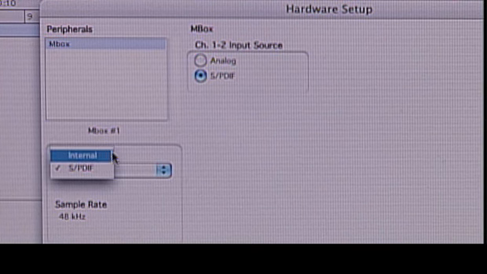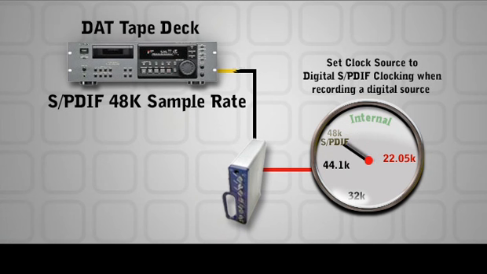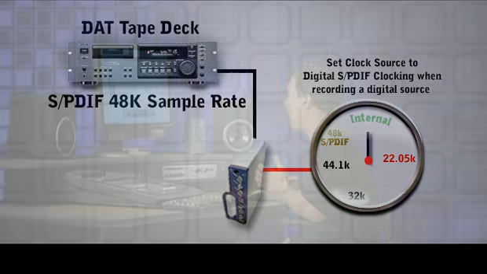Most of the time it will be set to internal. But if you plan on recording digitally from a CD player or DAT machine with a digital output, you'll want to set the clock to the appropriate digital input source while you're recording, and then switch back to internal when you're playing back or editing. If all that feels a bit technical right now, don't worry. This will all make sense as you work with Pro Tools more.